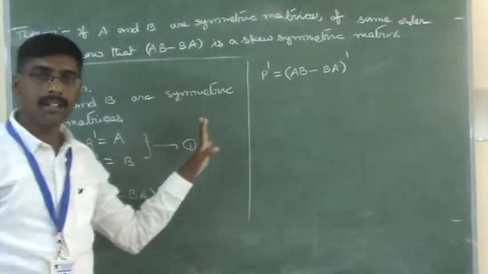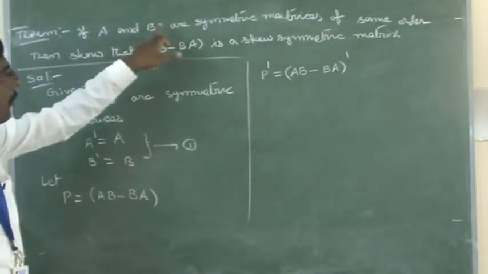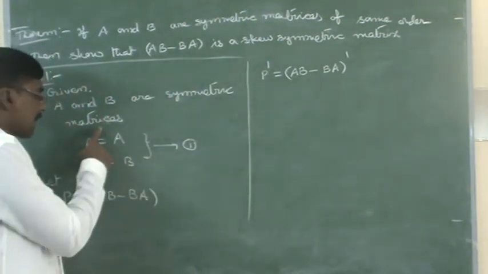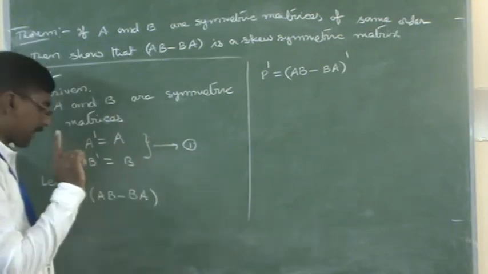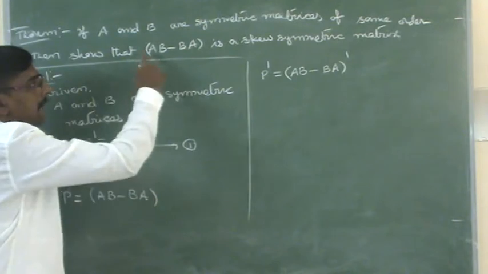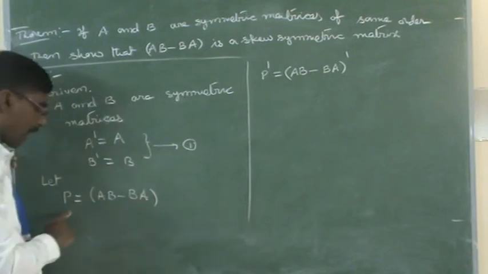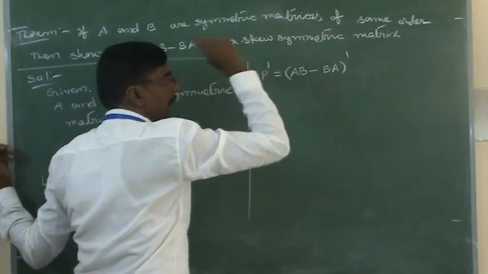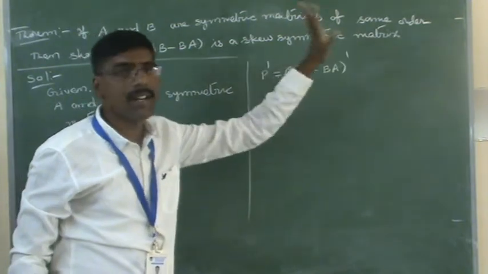Again, please understand the concept very clearly. Very easy concept also. What is given? A and B are symmetric matrices. What is the meaning of symmetric matrices? A transpose is equal to A, B transpose is equal to B. This is given. Next, we need to prove this matrix is a skew symmetric matrix. I take this matrix as P. Now I am calculating the transpose of P. Transpose of P means AB minus BA whole transpose.